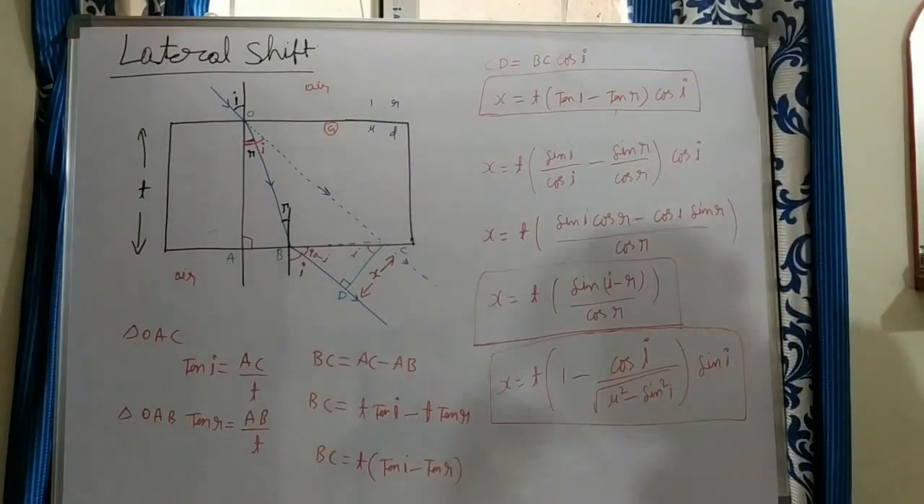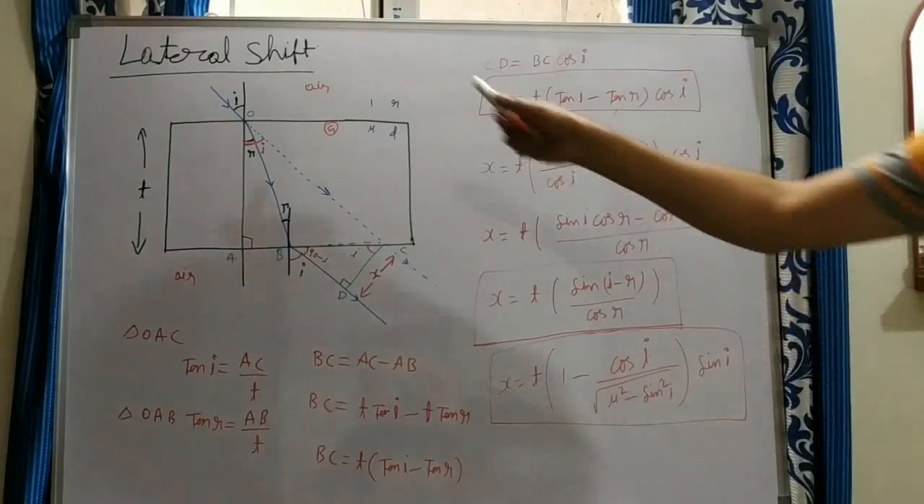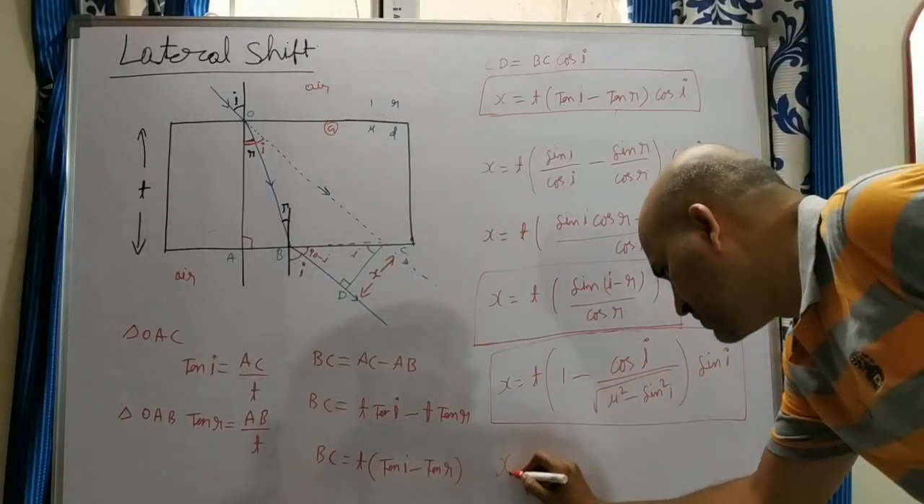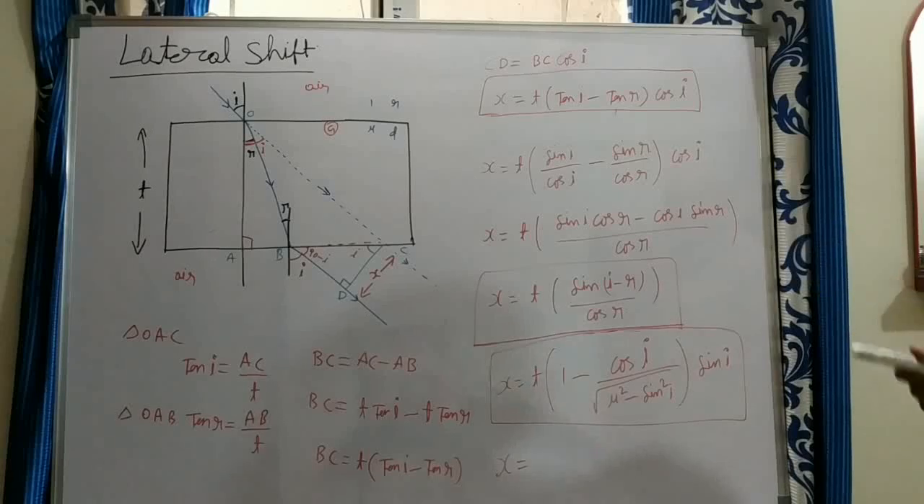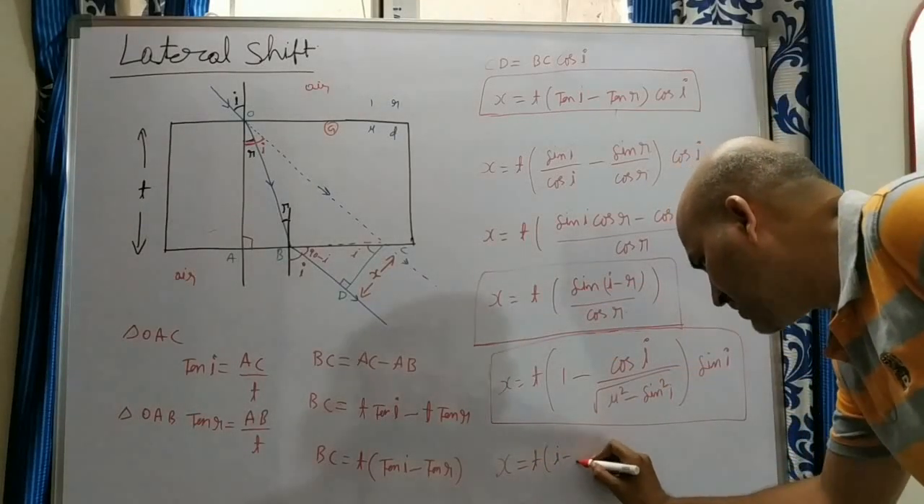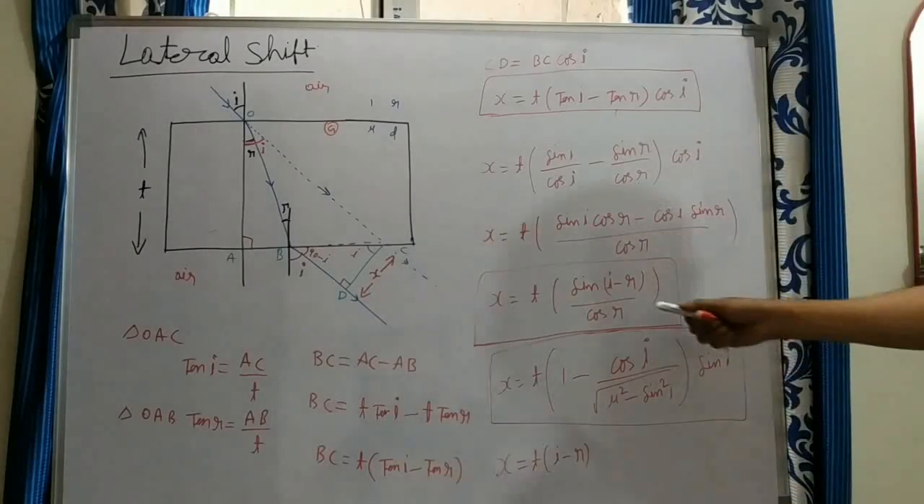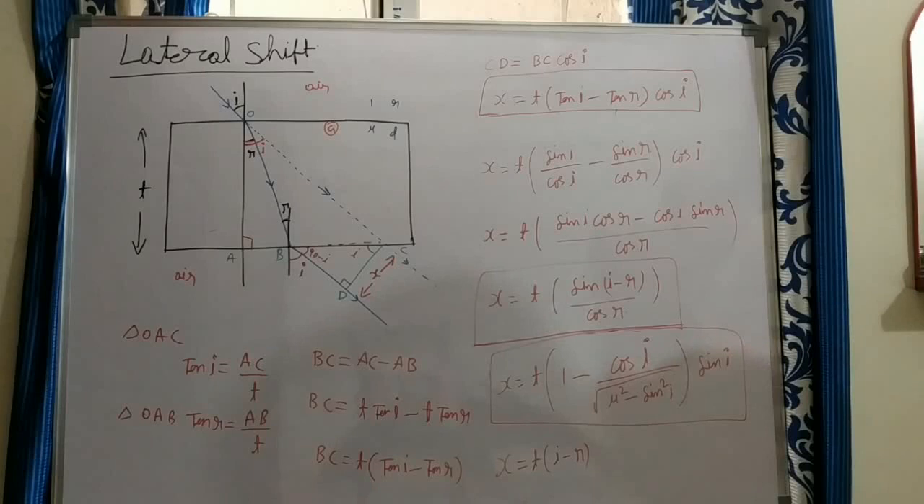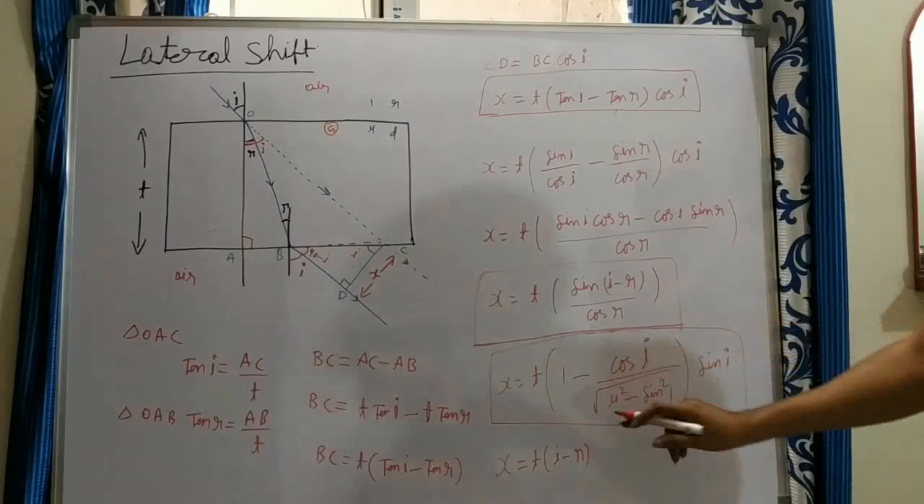Suppose I and R are very small, the angle of incidence and refraction both small, then we can write x equal to T into (I minus R). If R is a small value, sin I is equal to I, but cos I is equal to 1. Why? Because a very small value means nearly equal to 0, and cos 0 you are getting 1. That's why the denominator becomes 1.